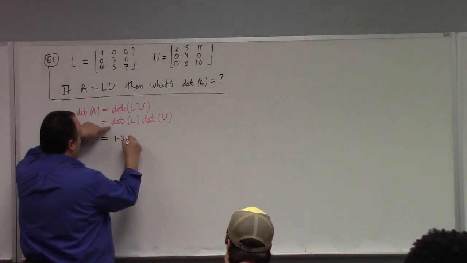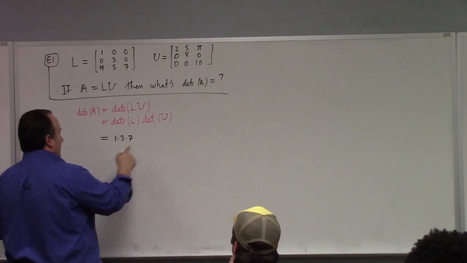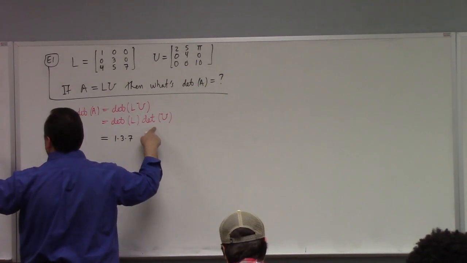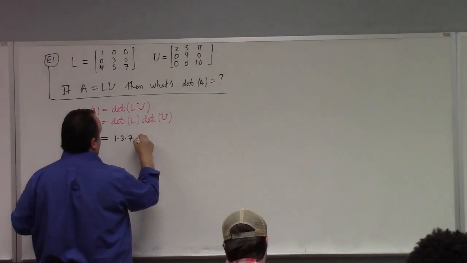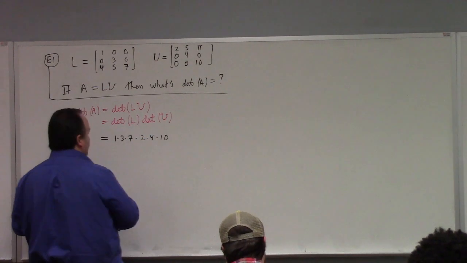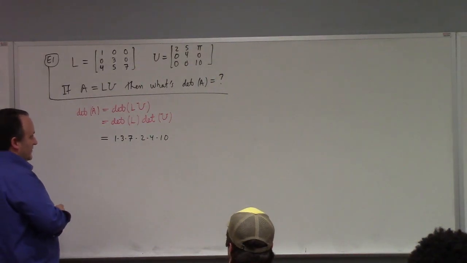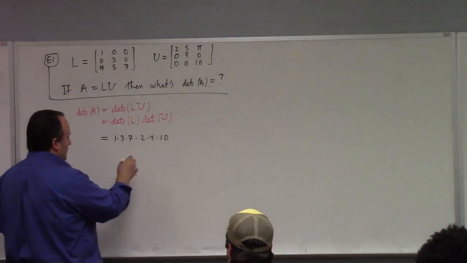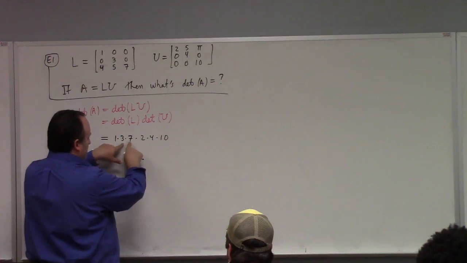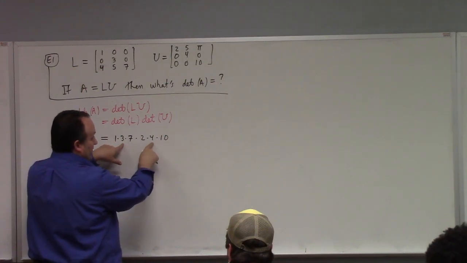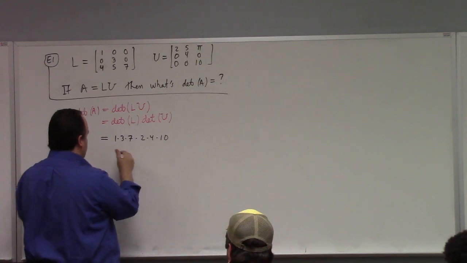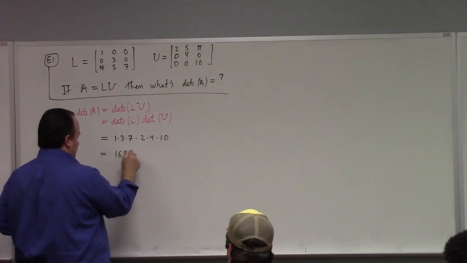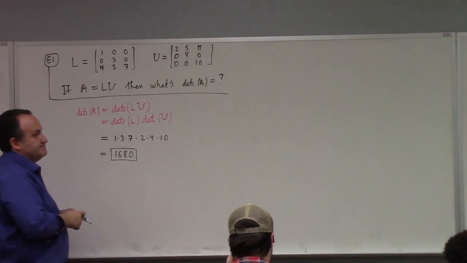1 times 3 times 7, right? And then using property 7 for this piece, times 2 times 4 times 10. So whatever that is. 101? That can't be right. No, it's got to be bigger. No, I was adding. Oh, you're adding? Okay, yeah. So that's 21, 42, 42 times 4, 168, 1680? Is that what you guys told me? Yeah, there you go.